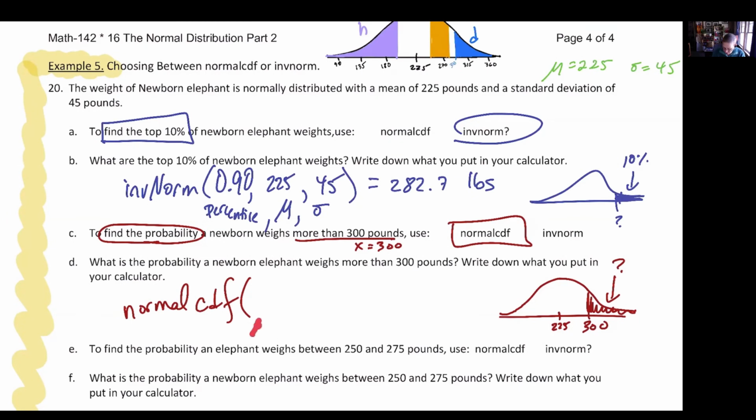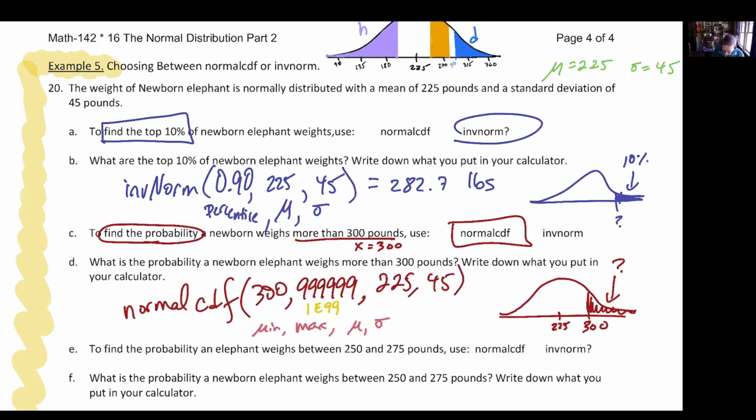So with normal CDF, we're going to do min, max, mean, and standard deviation. Our min here is 300. Now our max, again, we're doing more than, so we don't know what that max is, so we have to pick a super huge number. I'm already at 300, so I'm going to add 6 nines just for good measure. Or remember, you can also do 1e to the 99, and then the mean is again 225 and 45.